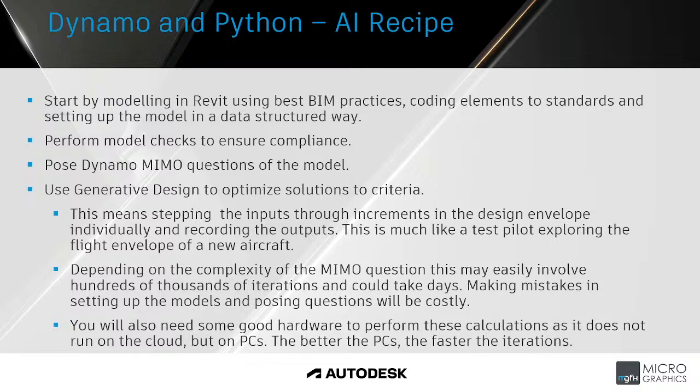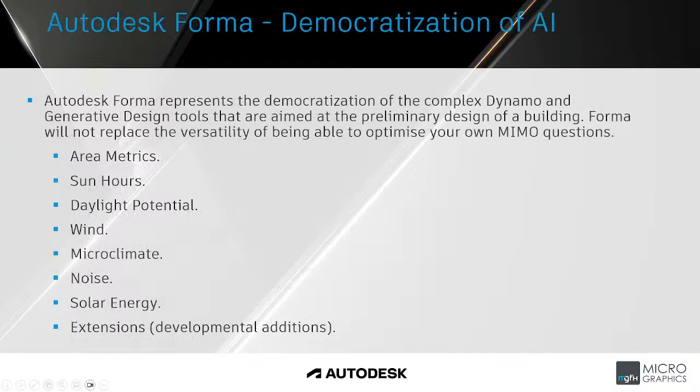And then you also need some good hardware to perform these calculations, as it does not run on the cloud, but it runs on PC. So when you run Dynamo, when you run generative design, at least within a Revit model using generative design, the calculations are not done on some cloud computing platform. It's done on PCs. So one would have to get a very good PC. The better the PC, the faster the iterations. And you can then develop those models. And it might take time. So there are pitfalls, there are dangers.